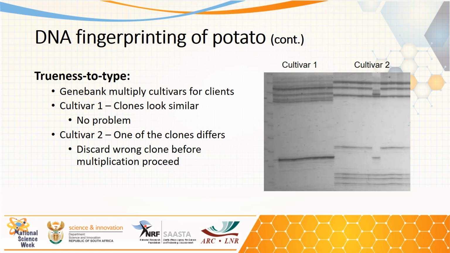Before the gene bank multiplies cultivars for clients, they have to check if the clones for a particular cultivar are all correct. Often thousands of small plants are multiplied starting from just 5 initial plants. For this trueness to type determination, the result of the SSR indicates that for cultivar 1, all the clones look similar, therefore there is no problem. But for cultivar 2, one of the clones differs. Therefore the wrong clone should be discarded before multiplication proceeds.